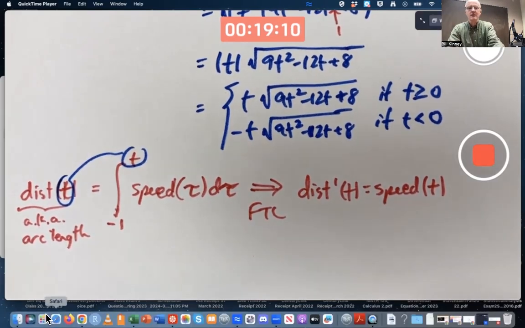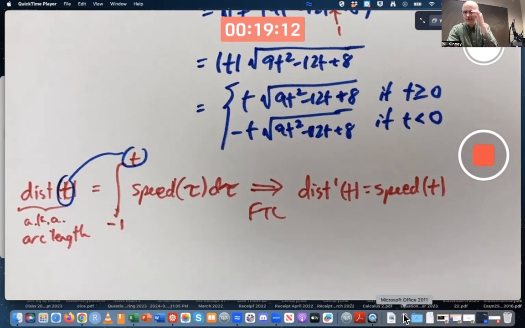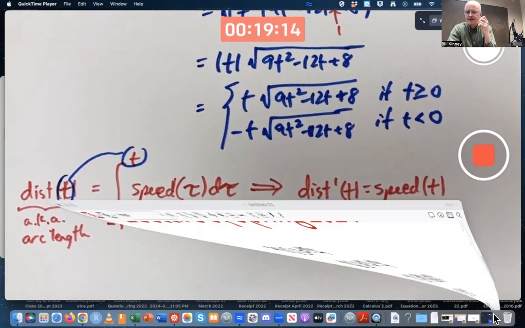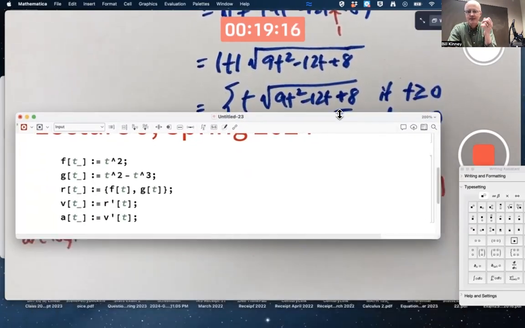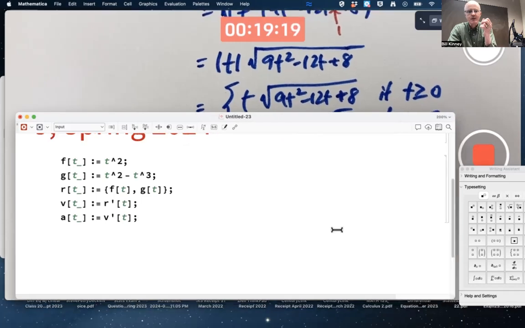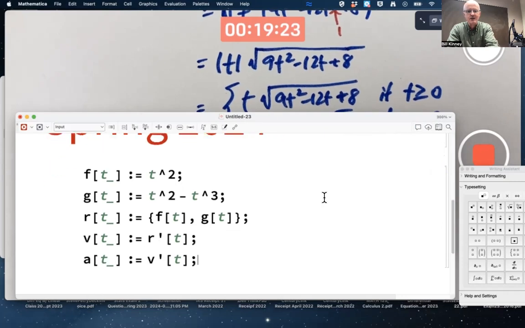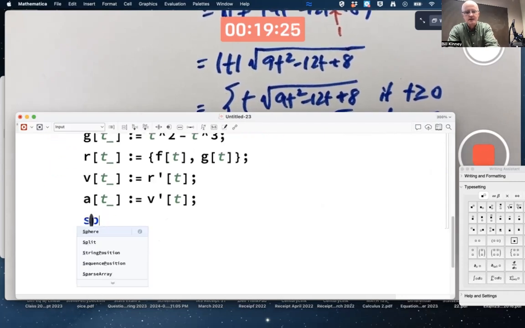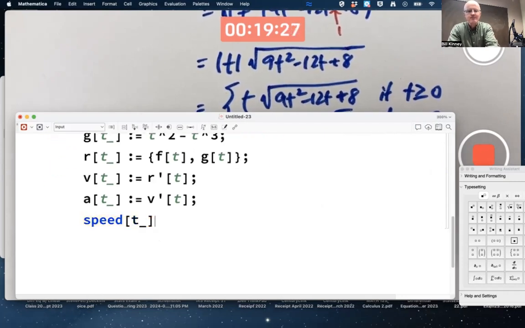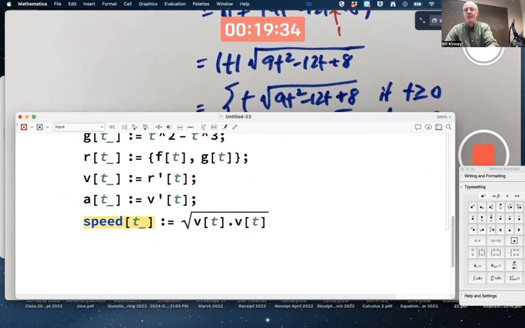Let's do that now. So I'm emphasizing both calculations and concepts at the same time here. Probably the best way to define the speed in Mathematica is using a dot product, actually. Do the speed as a square root of v of t dotted with itself. That's how to do a dot product.